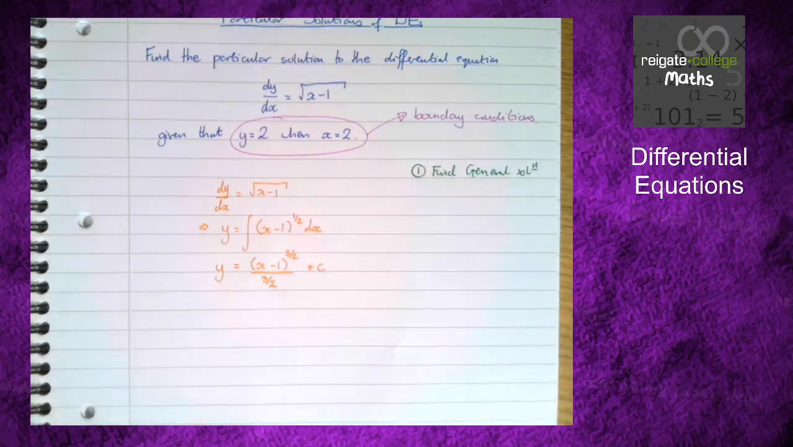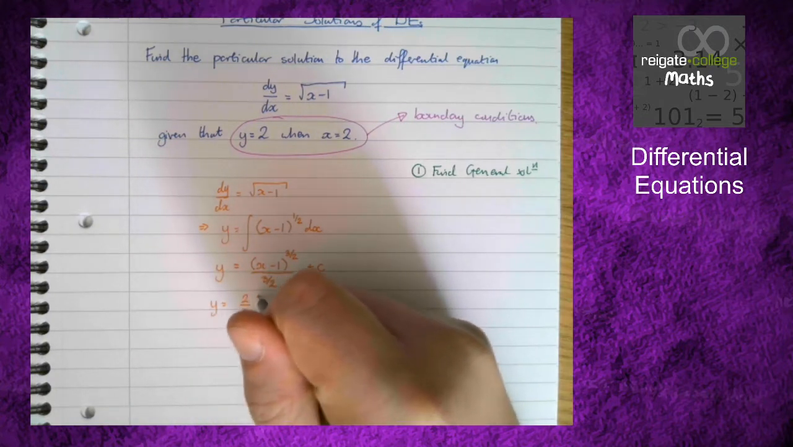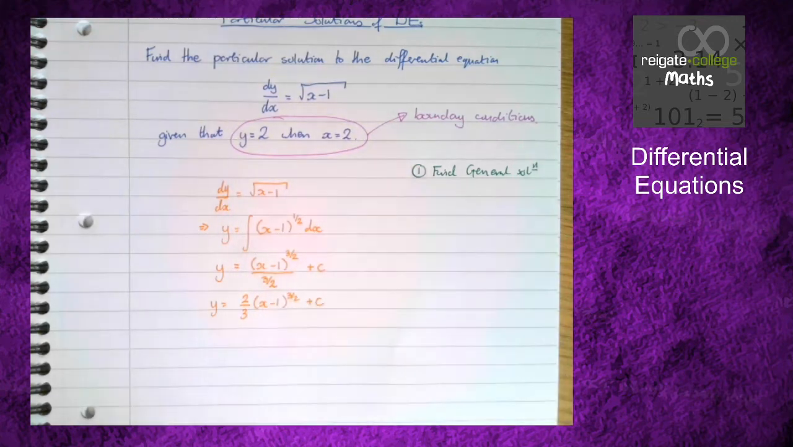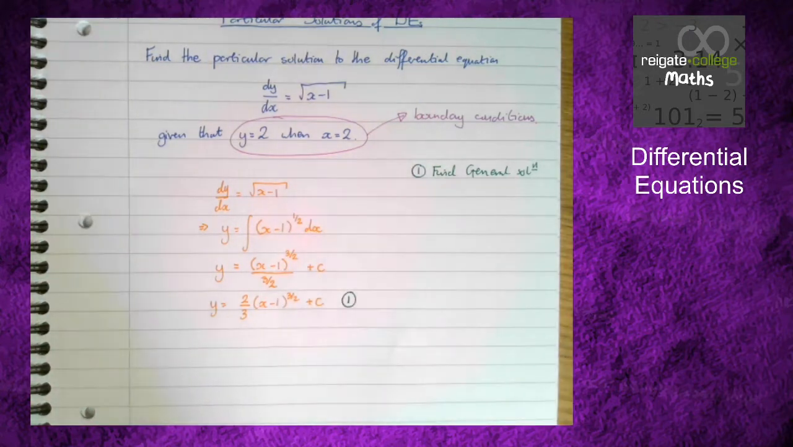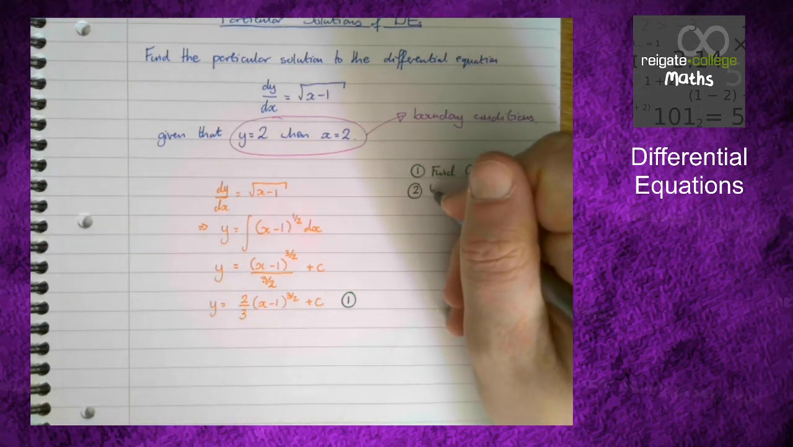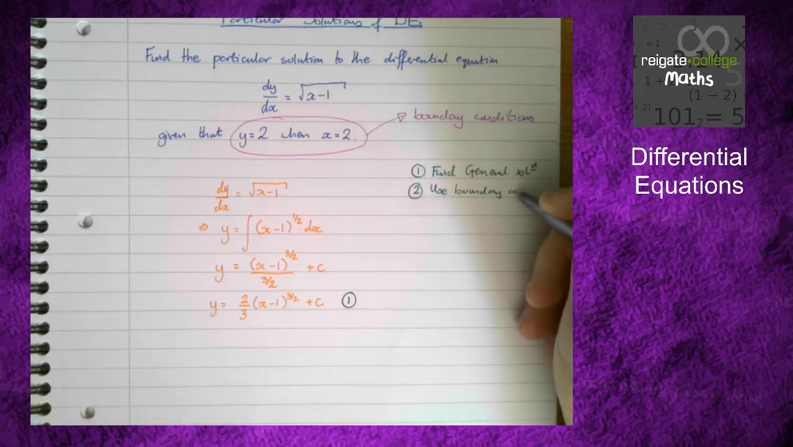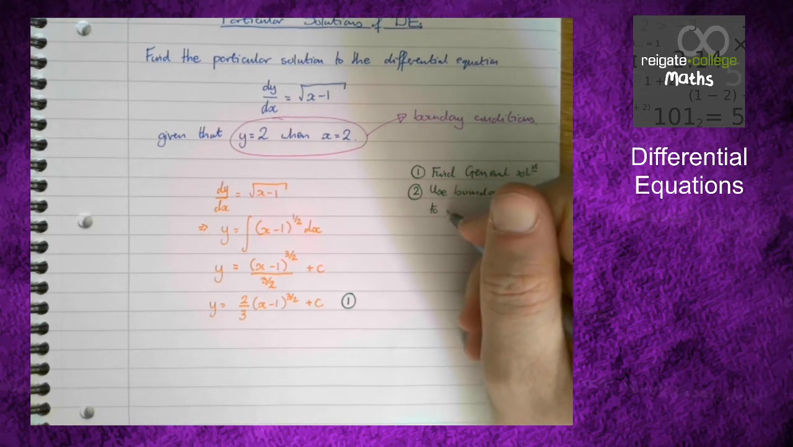plus c. So let's tidy things up before we start putting numbers in. So we get that y is 2/3 (x minus 1) to the 3/2 plus c. So this is stage 1 done. We found our general solution. Step 2 is then use the boundary conditions to find c, or to find your constant.